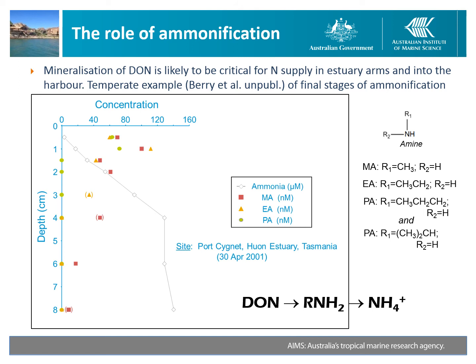As a result, there are increasing levels of the final product, ammonium, down into the sediment, and is shown by the grey line. Of course, this is the most bioavailable form of N and can diffuse back into bottom waters to be readily assimilated by microorganisms there.